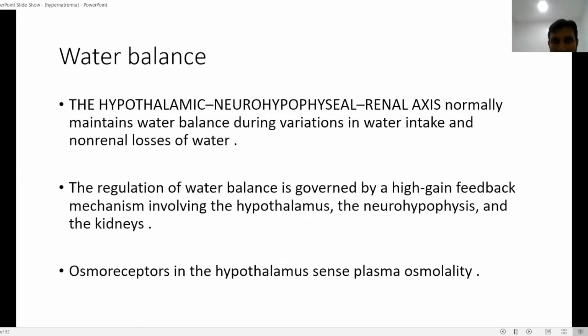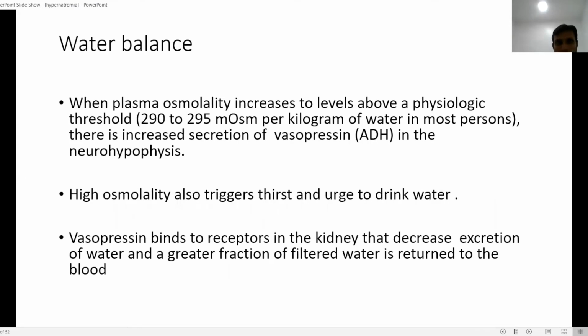The hypothalamic, neurohypophyseal and renal axis normally maintains water balance during variation in the water intake and non-renal losses of water. The regulation of water balance is governed by a high gain feedback mechanism involving the hypothalamus, neurohypophysis, and the kidneys. Receptors in the hypothalamus sense plasma osmolarity.